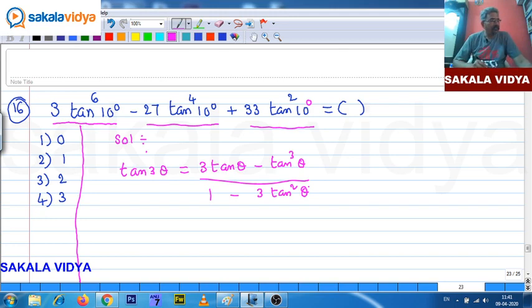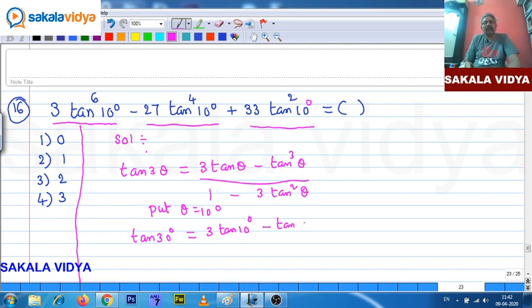Anybody? Okay. This formula is correct. Three tan theta minus tan cube theta. So yes, correct. So now you remember, here put theta equal to 10 degrees. Let us see what we get first. Tan 30 degrees is equal to 3 tan 10 degrees, because our question is in terms of tan 10 degrees, minus tan cube 10 degrees, by 1 minus 3 tan square 10 degrees. So let us make a plan like this.